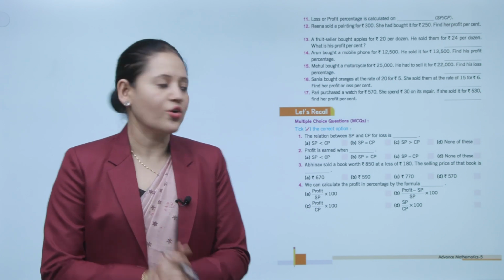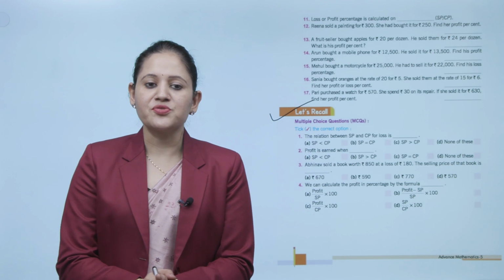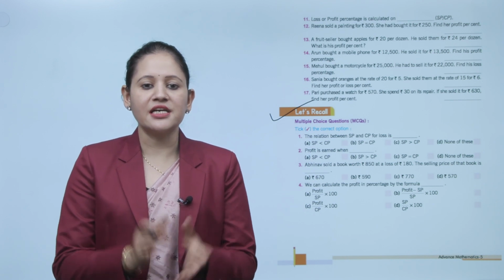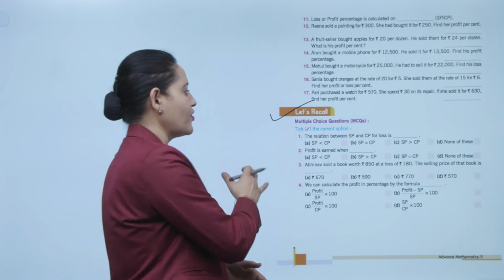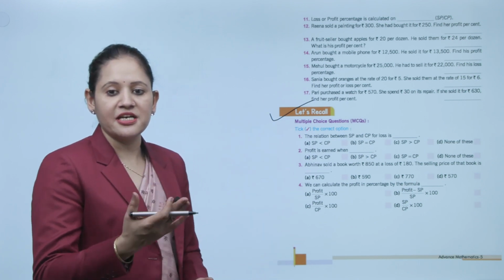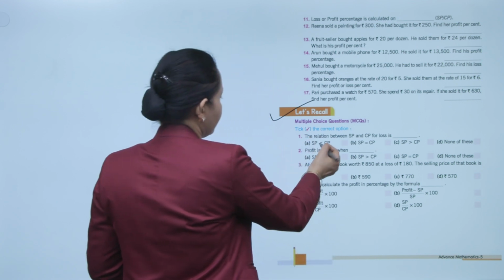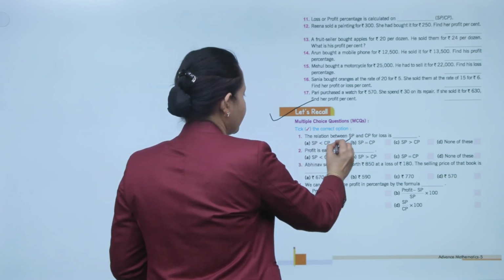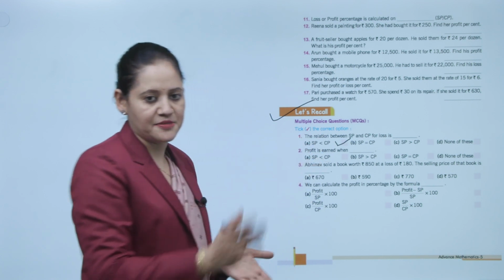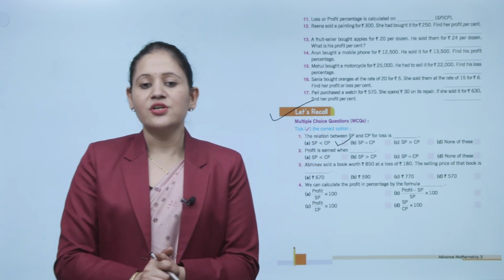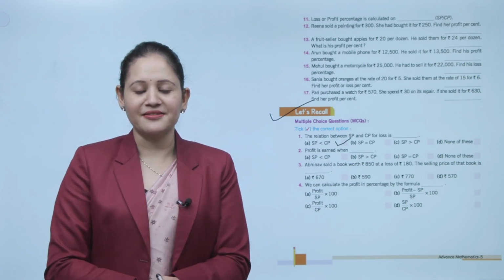Next is, let's recall. Multiple choice questions. Take the correct option. The relation between SP and CP for losses. In case of loss, CP is greater than SP. So A is the correct option here, because SP is less than CP, or CP is greater than SP, in case of loss. So here we end the chapter. I hope you understand it well. Now, we have to practice it.